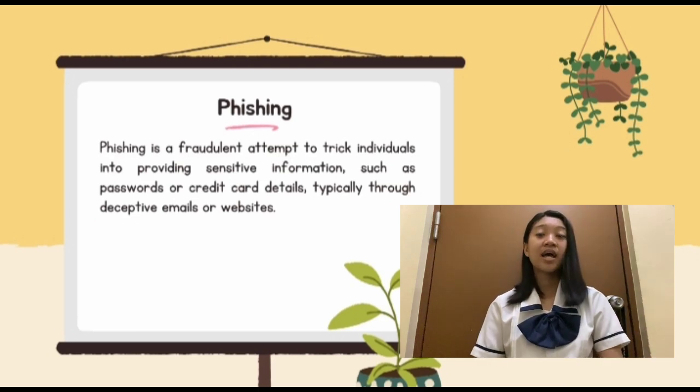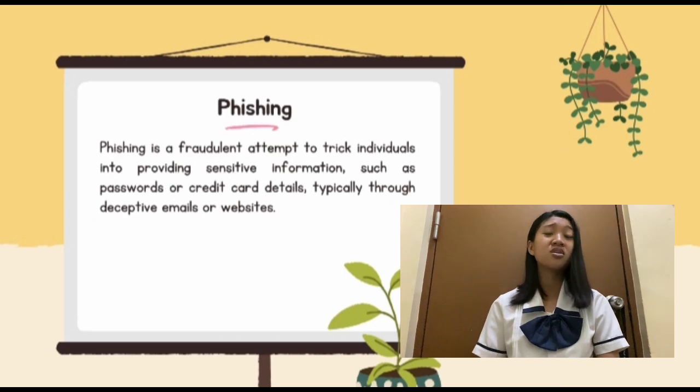Now, let's tackle phishing. So what is phishing? Phishing is a fraudulent attempt to trick individuals into providing sensitive information such as your passwords or credit card details, typically through deceptive emails or websites. These can lead to identity theft, financial loss, and unauthorized access to accounts.